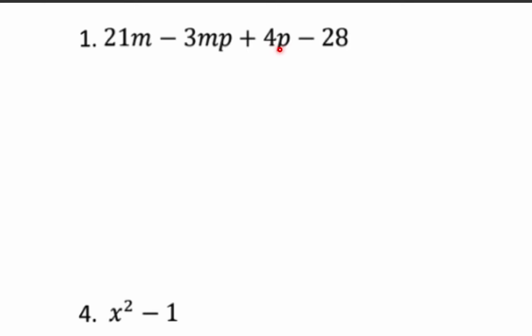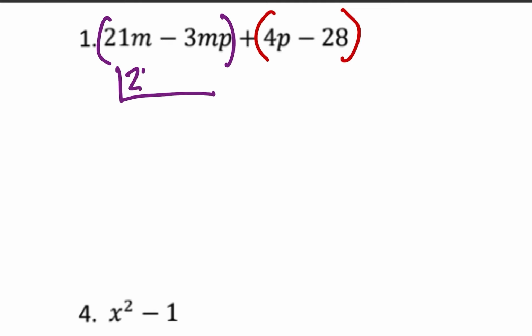Moving on to this third term, 3 can't go into 4 evenly, and m can't go into p. And there is no m term here. So 21m and 3mp have common factors, but this 4p doesn't. So we're going to move over to this last term and see if our 4p and 28 also have a common factor. So 4 can go into 4 and 28, so I'm going to go ahead and group those together as having common factors.